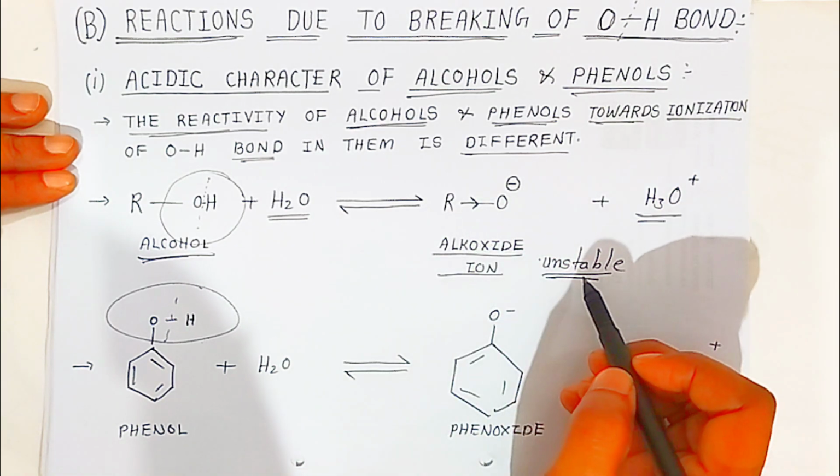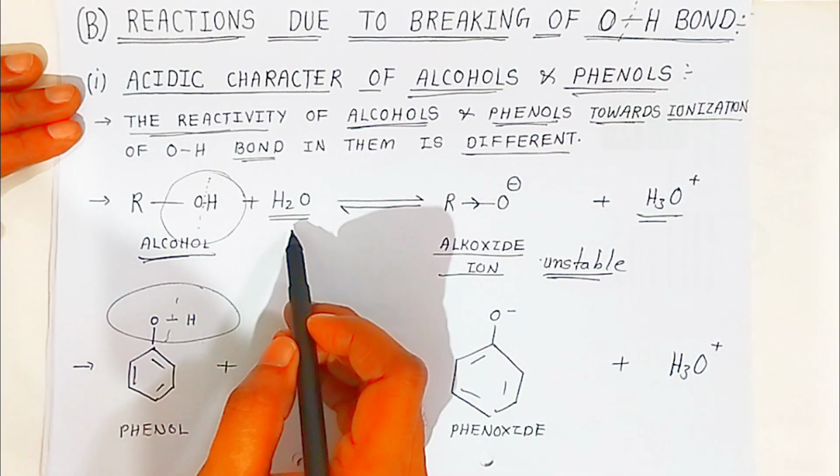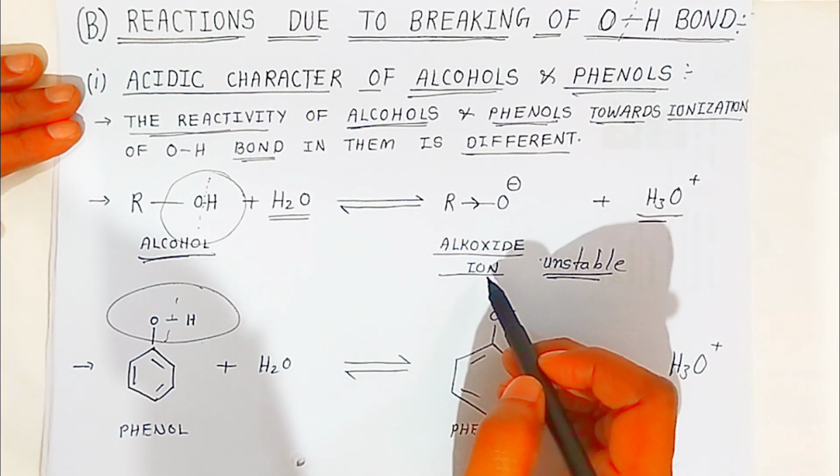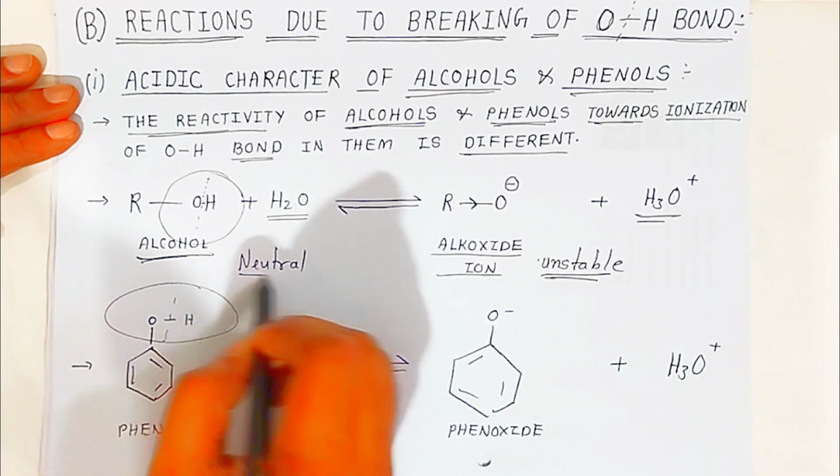Because the alkoxide ion is unstable, it will again combine with the hydronium ion and form the alcohol and water. So because of this instability of the alkoxide ion, alcohols are neutral in nature. All alcohols are neutral in nature.